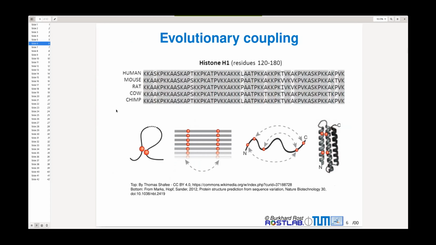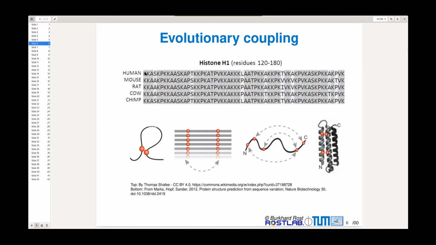Okay, so let's talk about the classical approach. And by classical, I mean what has been done in the field for the last decade or so. Virtually all approaches in protein structure prediction use this approach from Marks, Hopf, and Sander from 2012, which is based on evolutionary information. So the way you do this should be familiar to you.